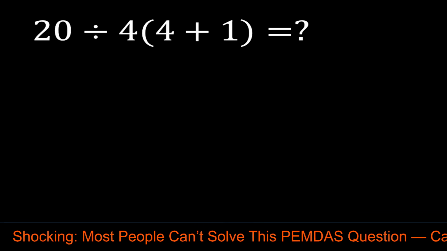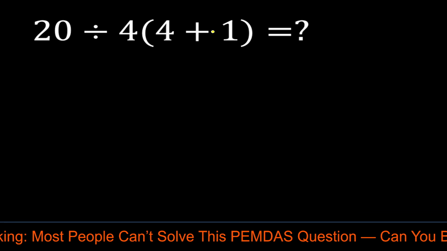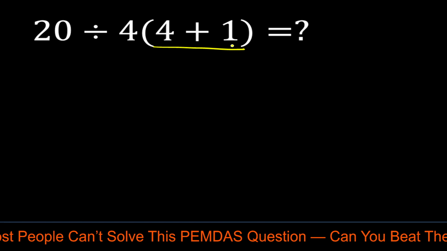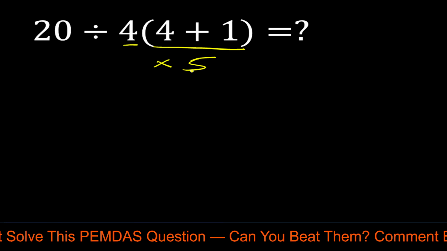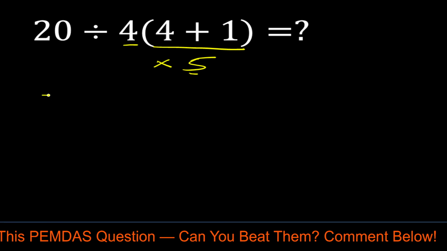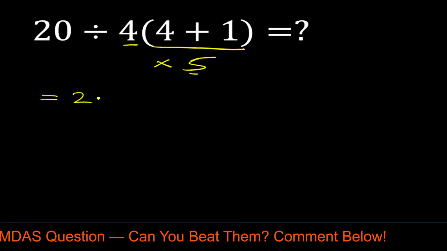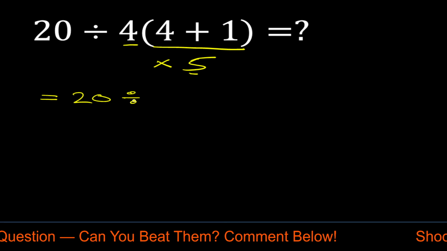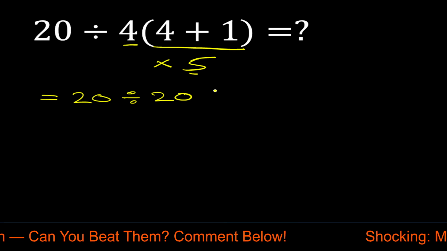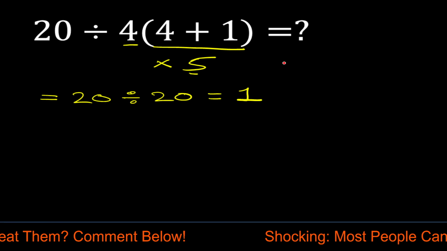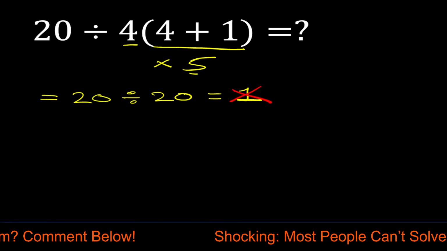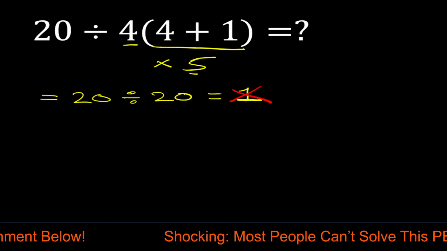So most people solve this question like 4 plus 1. So 4 plus 1 is equal to 5, right? Now 4 times 5. So 4 times 5 is equal to 20, right? So now 20 divided by 20. So 20 divided by 20 is equal to 1, right? But this answer is not correct. This answer is completely wrong.